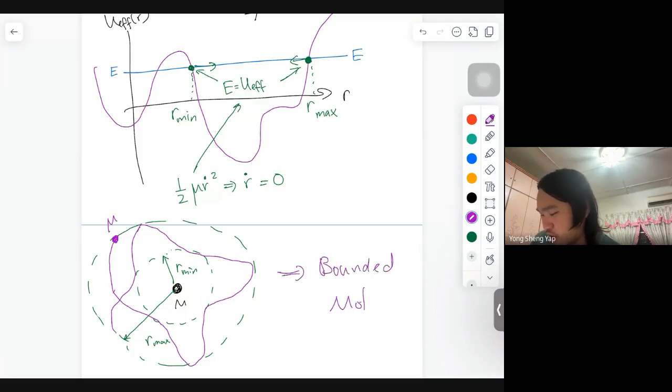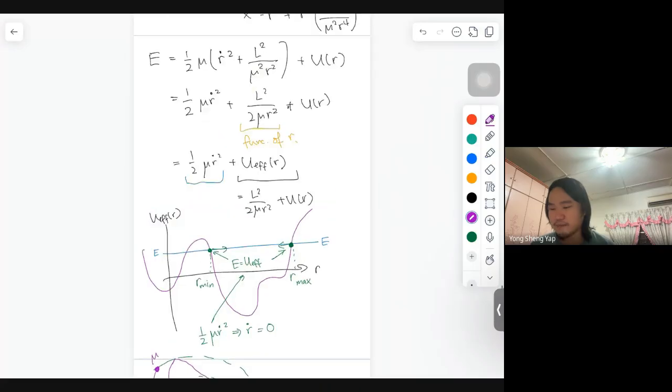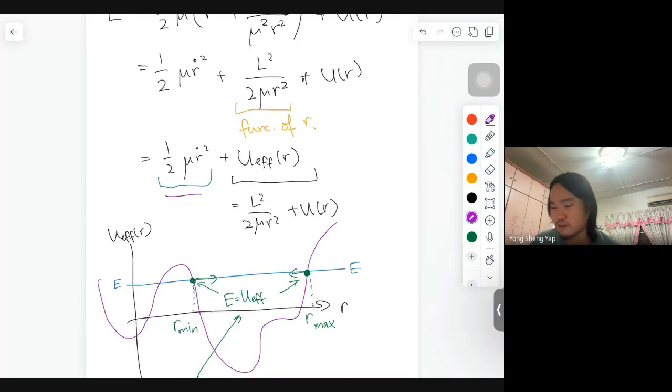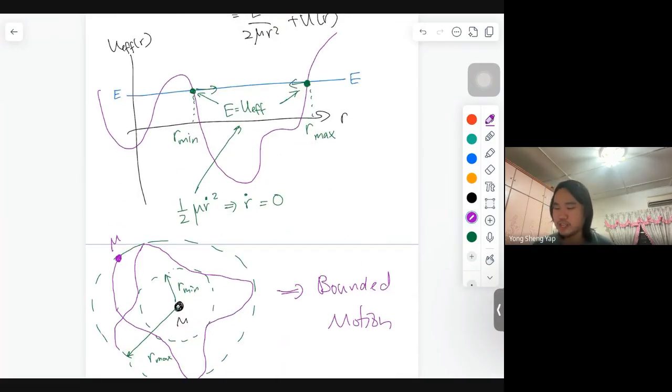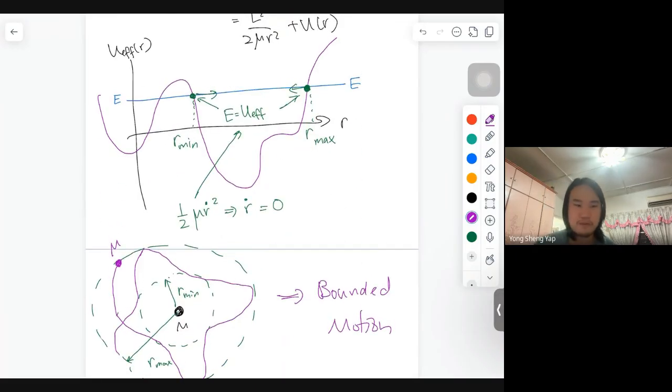We haven't solved the equation of motion at all, but just by analyzing that the energy can be separated into something that only depends on the rate of change of the distance from the origin, and an effective potential that only depends on the radius, we can know that the motion of the reduced mass is bounded without solving any of the equations of motion. All right, this is bounded motion. This is something that can happen.